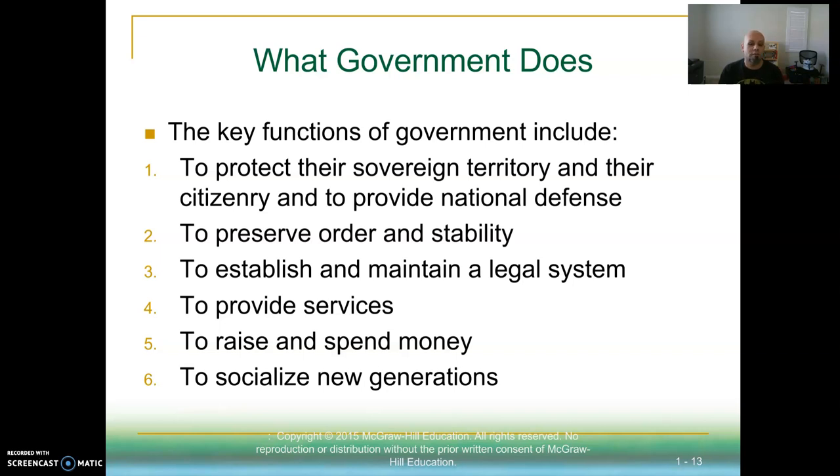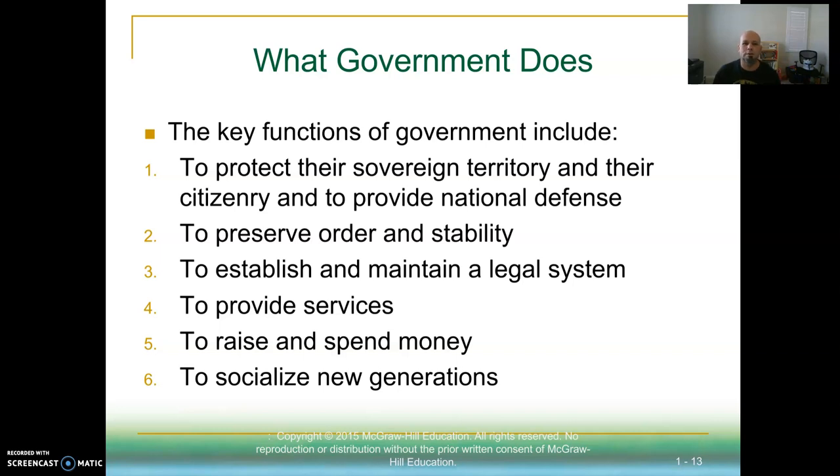How do you pay for all that stuff we just talked about at number 4? Number 5, raising taxes and spending taxes. And then the last one is socializing new generations. And the way we do that is establishing schools and states and rules for schools. And you guys are in a class right now that is directly attributed to that. You're in a government class, so you can learn how government operates so that you can become an effective citizen.